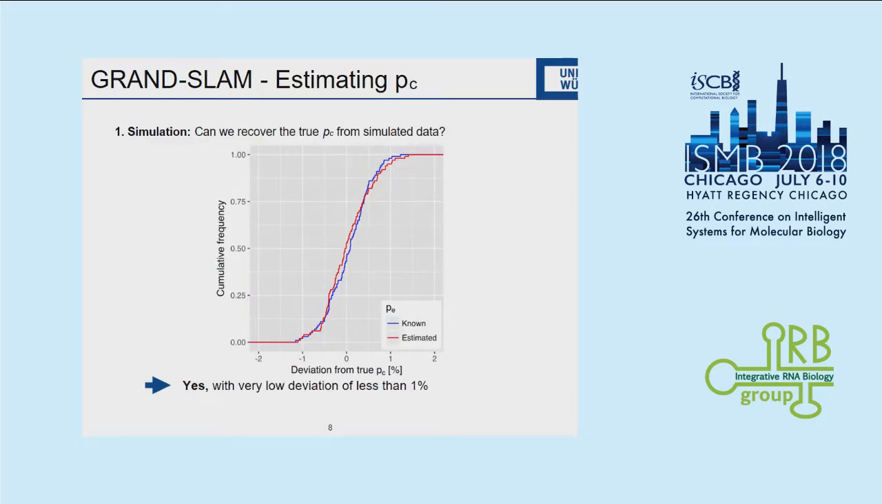So much for the theory of GRAND-SLAM. How does it perform? At first, let's have a look at the estimation of PC, which is basically what GRAND-SLAM relies on. So it is important that GRAND-SLAM estimates this correctly. We simulated data and saw that the deviation is less than 1%. So this is great. But this is not the value you're probably interested in. You're more interested in how well it performs in estimating the actual proportion values.